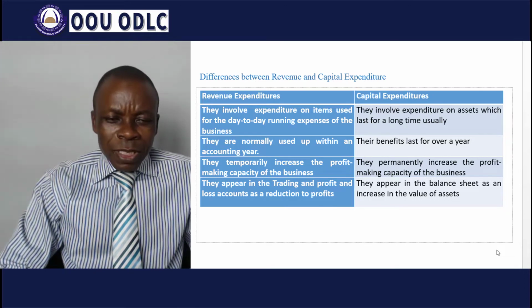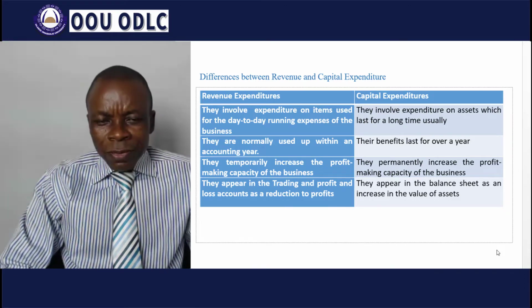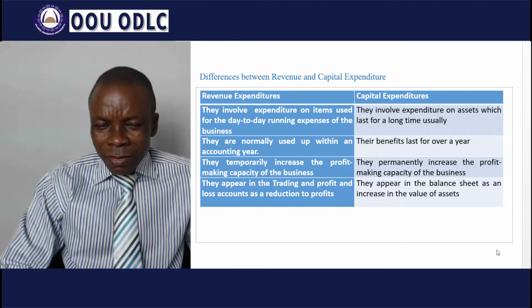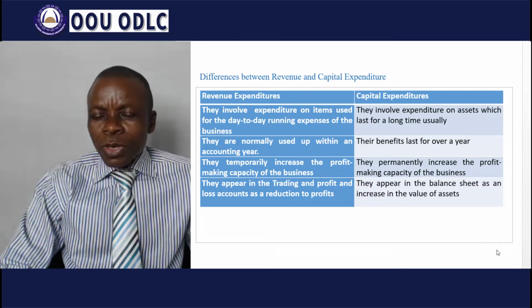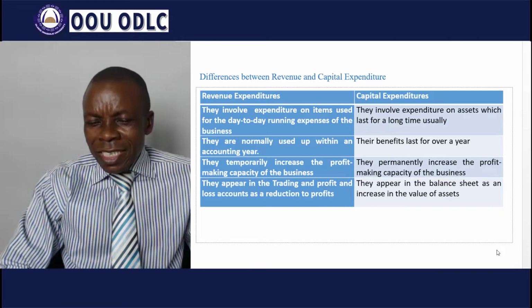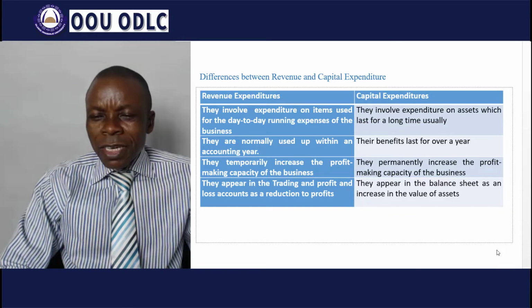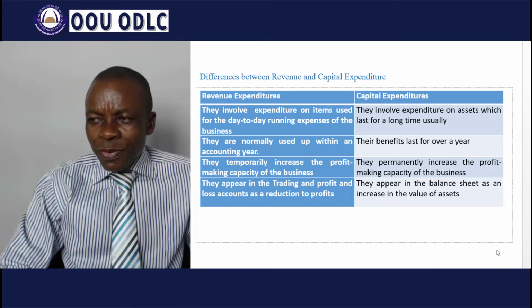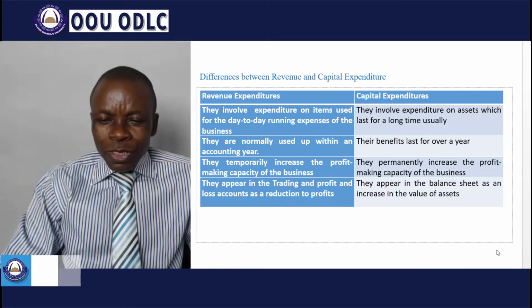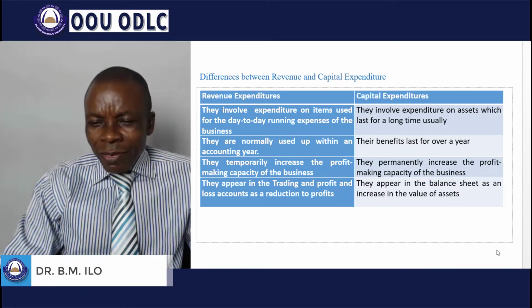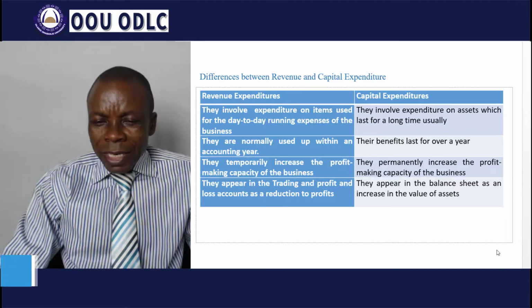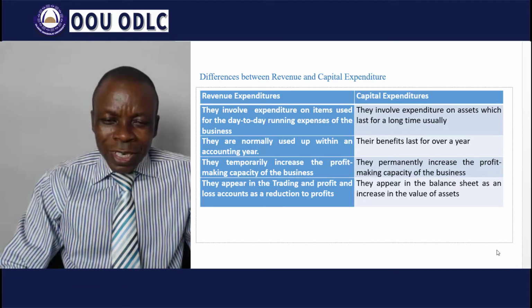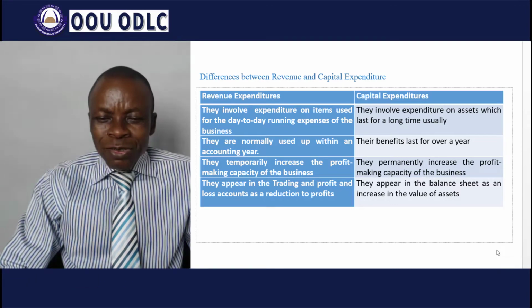Then revenue expenditure temporarily increases the profit-making capacity of the business when you do that. But capital expenditure does that permanently. It increases the profit-making capacity of the business permanently. For instance, if you buy a set of furniture today, the furniture remains there for as long as the business continues, right? But if you repair furniture today, it's a temporary thing. You still may need to incur more to repair that at a later time.